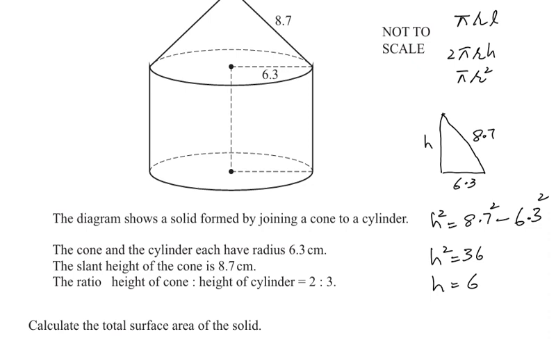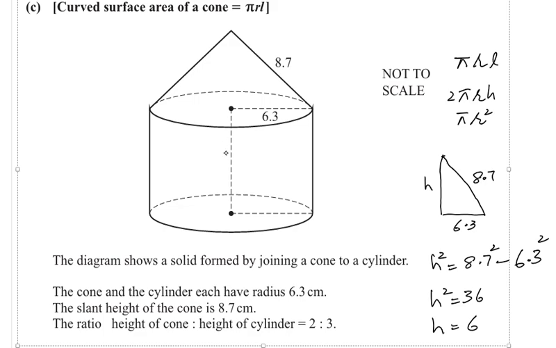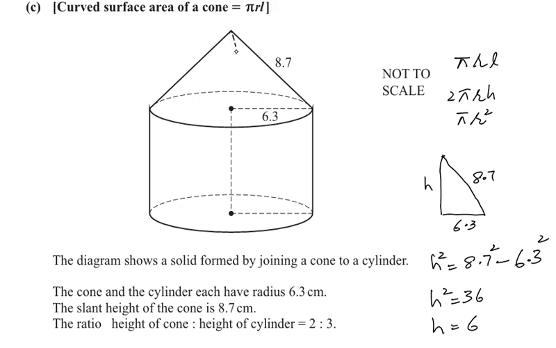Now moving on, let me make it clear. It means we have found that this height is 6 centimeters, and we are given that the height of the cone and height of the cylinder are in the ratio 2:3. It means the height of the cylinder must be 6 multiplied by 3 divided by 2, which is 9. So this height is 9. Now, as we have found the height of the cone and height of the cylinder, we can easily find the curved surface area of the cylinder.